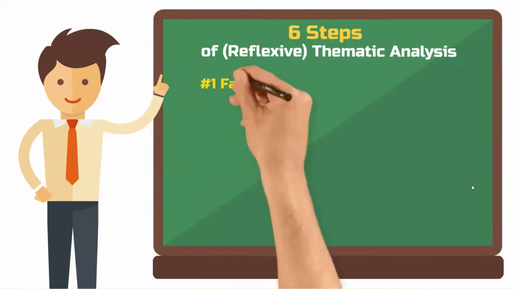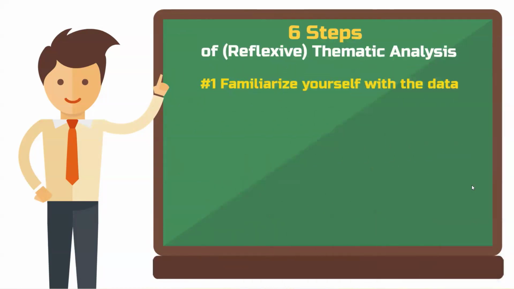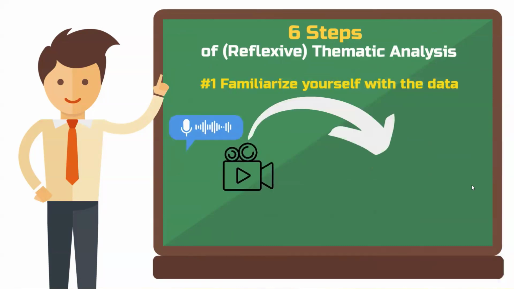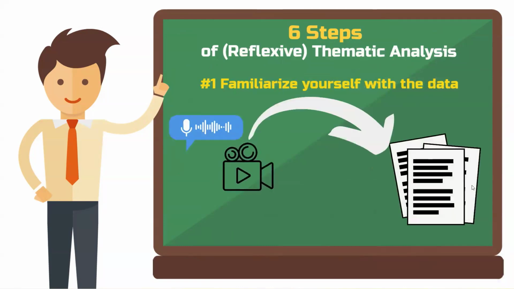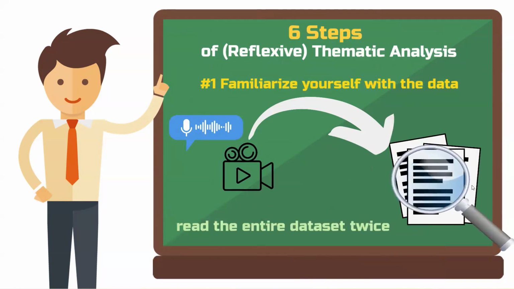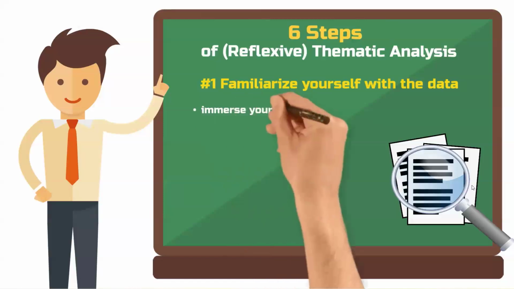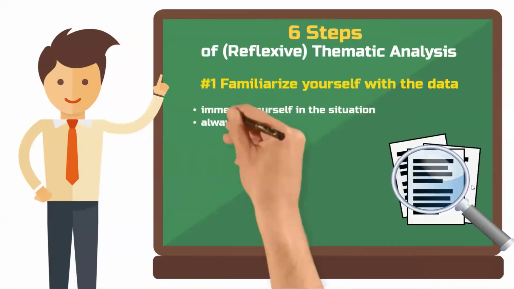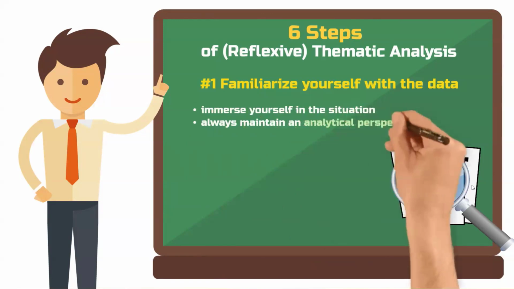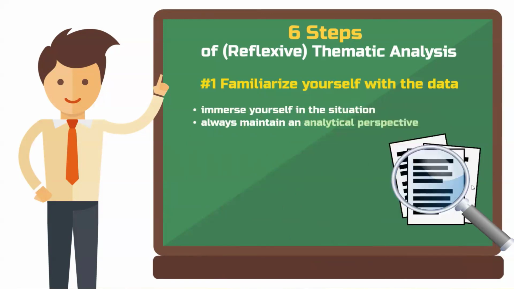Step 1. Familiarize yourself with the data. First, transcribe your data if you have it only available in audio or video format. Then, read the entire dataset twice, from start to finish. This gives you a good overview of all your material. It's better than starting to evaluate a transcript without knowing the rest. Try to fully immerse yourself in the situation described in the transcripts. However, always maintain an analytical perspective.